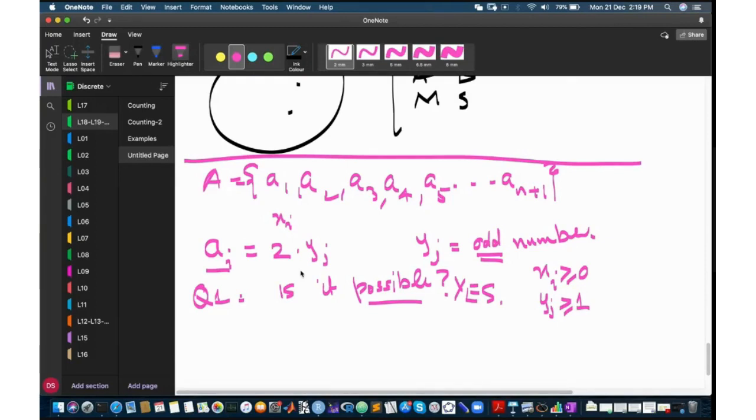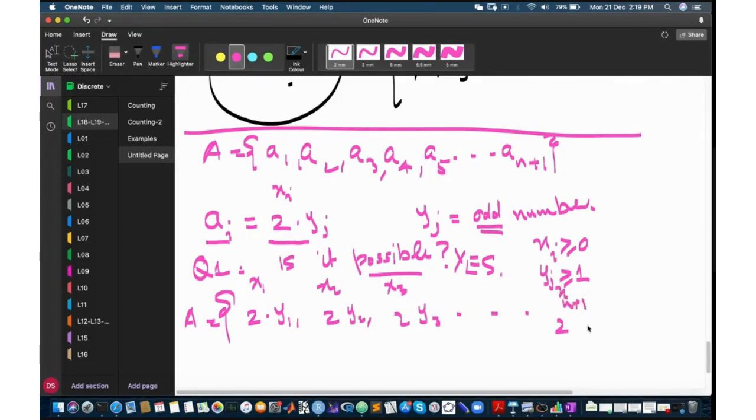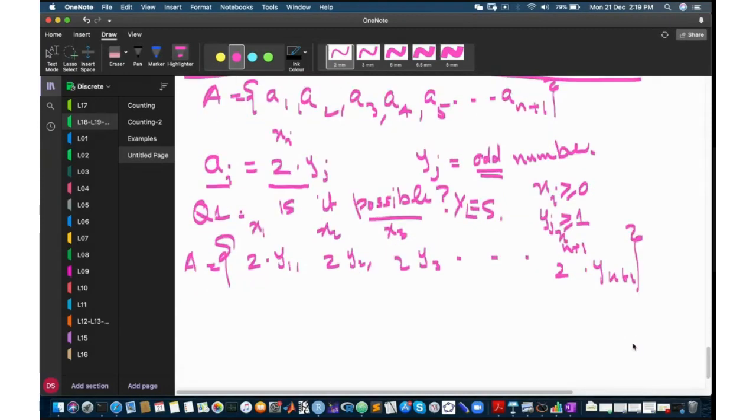Okay sir. All right, so now we have written every number in this form. So my set A is written as 2 to the power x1 times y1, 2 to the power x2 times y2, 2 to the power x3 times y3, and so on, up to 2 to the power x(n+1) times y(n+1). All right, so there are a couple of things to note.